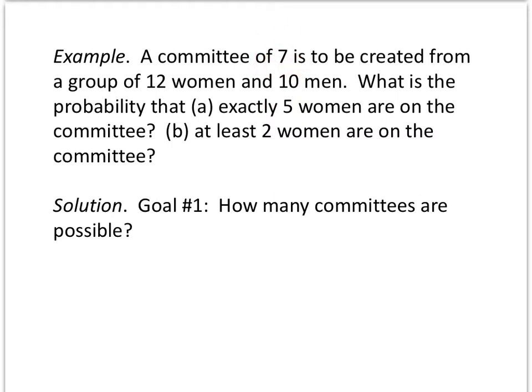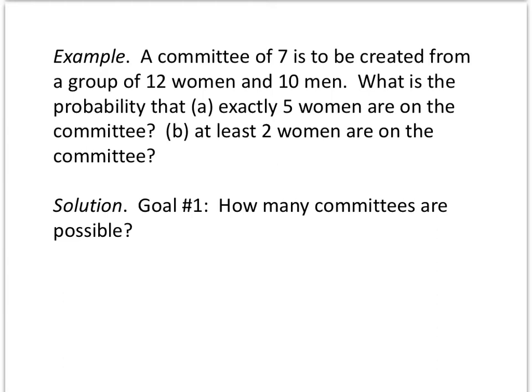Does the order matter in which I select the men and the women? It does not. It doesn't matter because if I say I'm going to select Bob and Sally and Hank and so on, it would be the same as if I said I'm going to select Hank and Bob and Sally and the rest of the people that I didn't mention before.